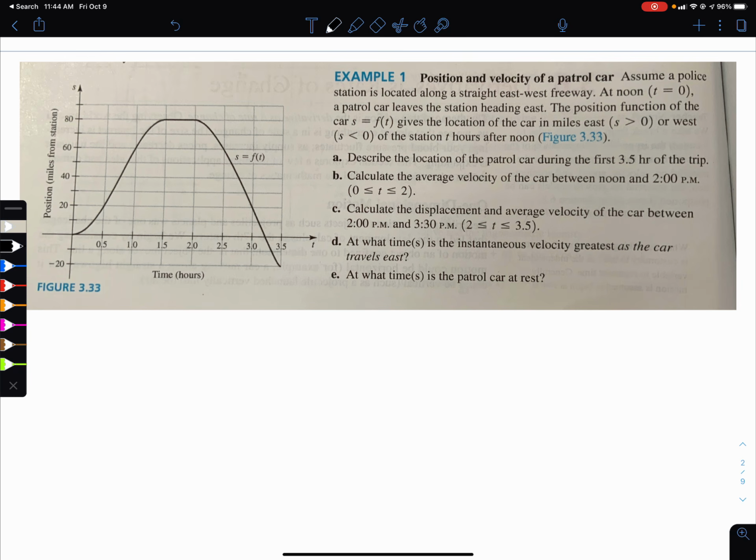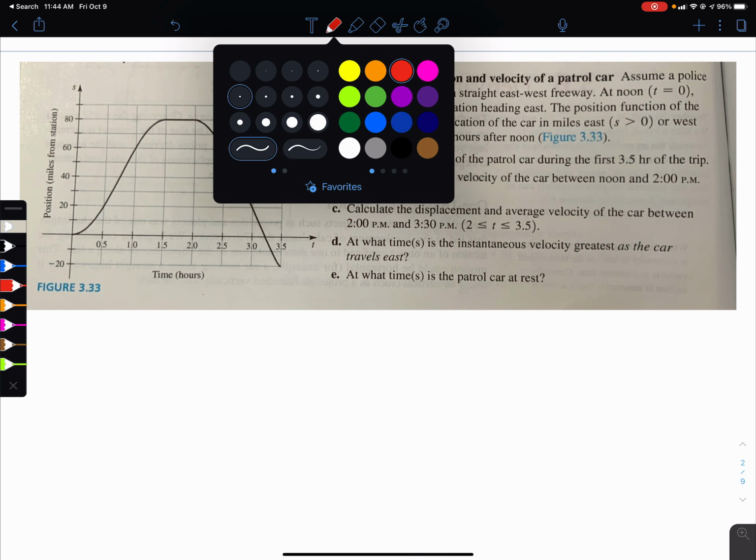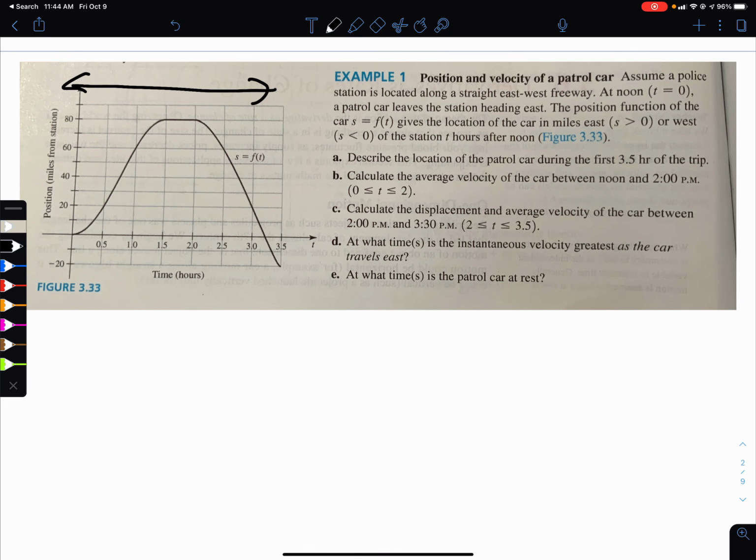Let's read this example and walk through it. So you have a police car. Assume the police station is located along a straight east-west freeway. At time t equals 0, which is noon, the patrol car leaves the station heading east. So east is the positive distance away from the station. So they're traveling east and west on a freeway. If I were to draw that, there's a freeway traveling east and west. 0 is where the police station is. As you move to the right, it's farther east or a positive distance from the police station. If you move to the left, it's going to be a negative distance from the police station.